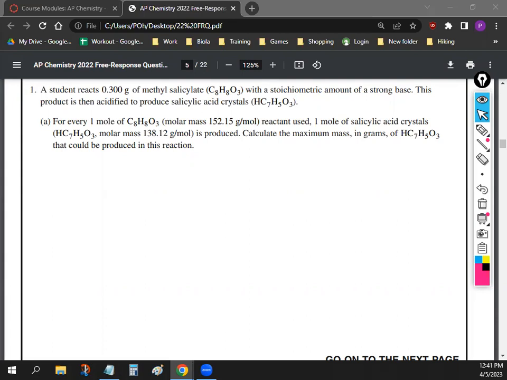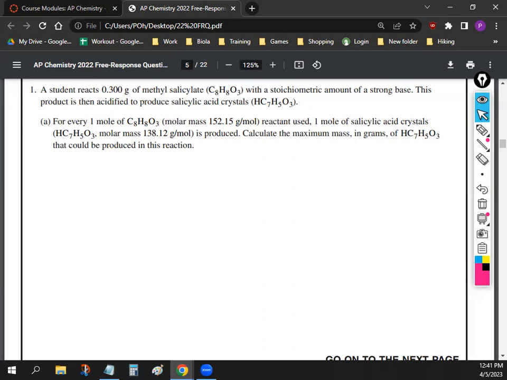So it's telling you that a student is reacting 0.3 grams of this with a strong base, and then you produce salicylic acid. Okay, so this is a pretty easy question. It's just basic stoichiometry, and I know we haven't done stoic, like straight up stoic, in a while. So I'm actually going to give you guys about 2 minutes. Try this out. You don't need to find any of the molar masses. They're given for you already. So see if you guys can solve out this problem. Okay, take about 2 minutes.